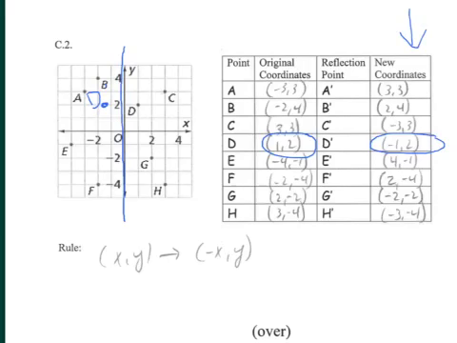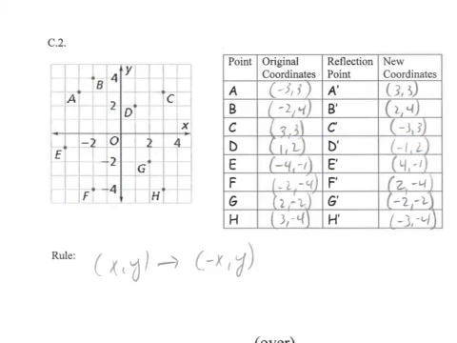We're going to reflect each point over the y-axis. So likewise, we would have point F right here reflecting over the y-axis, going over right about there, which would be at 2, negative 4. So it went from negative 2, negative 4 to positive 2, negative 4.